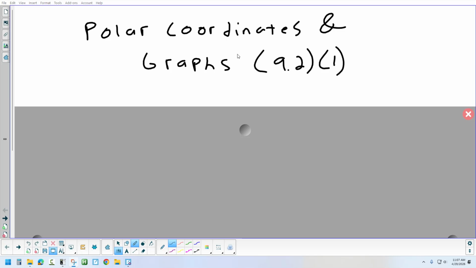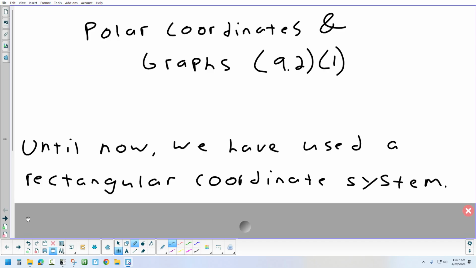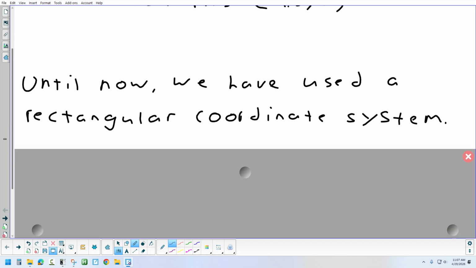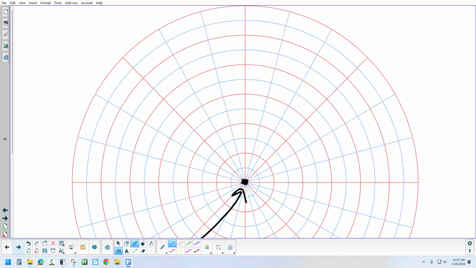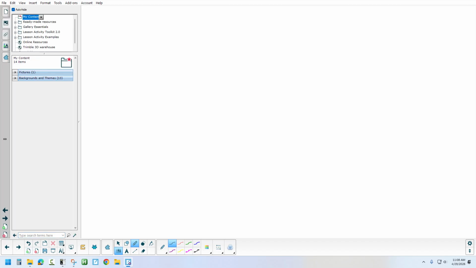Good. So our last section we're going to look at in chapter 9 is the first part of 9.2, which is on what we call polar graphs. So everything that we did yesterday and everything we've done prior to yesterday from the beginning of the year has all used a rectangular coordinate system.